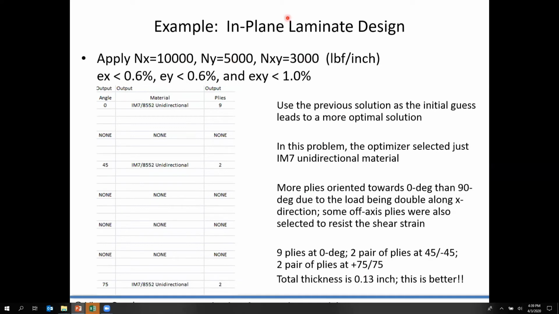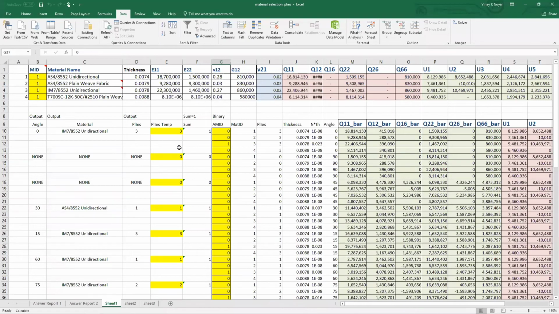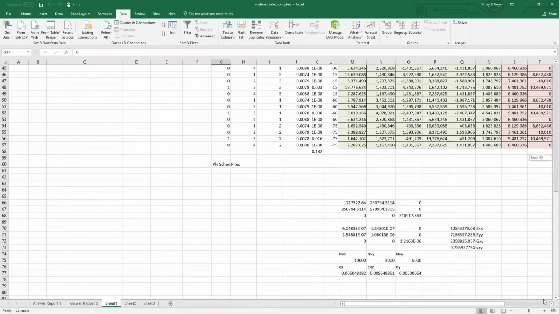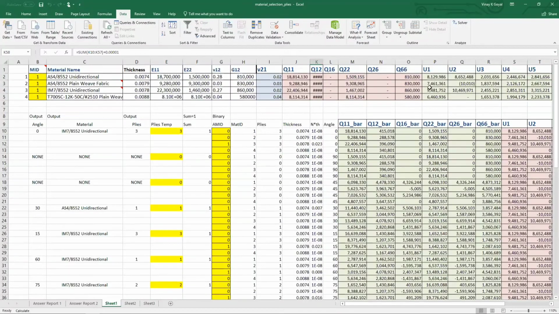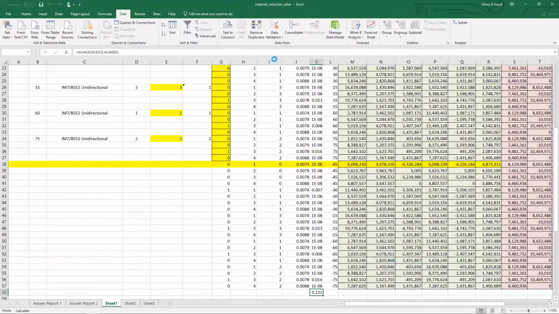in the other direction. And here we ran another case, and you can see here quickly that the results look different again. So at 0 degrees, I have 3 plies. Then at 30, I have 1 ply, and 15, 3, 60, I have 1, 75, I have 2, and the total thickness comes out to be 0.132. And the strains are right up against the constraints as we discussed before. And so again, you can continue, for example, hitting solve again and see what will happen. But the idea is that you may have different solutions every time you do that.